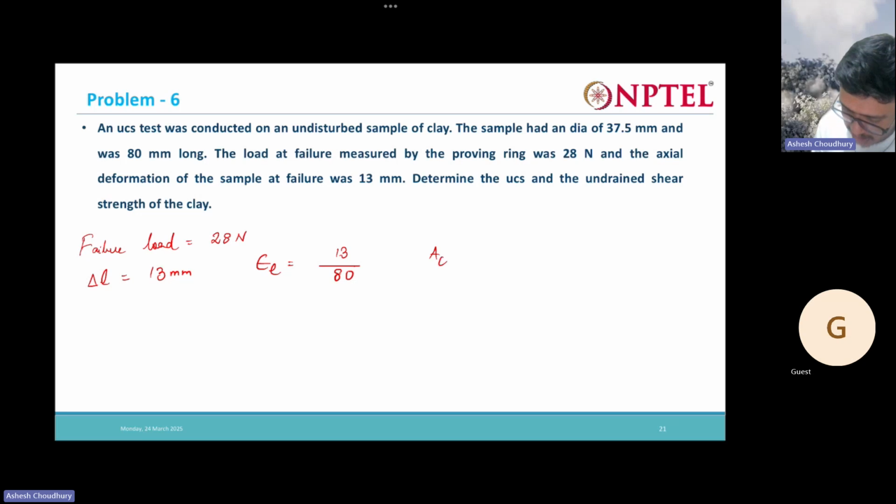Okay, therefore the corrected area is how much? Pi by 4 into 37.5 squared. That is my initial area, divided by 1 minus strain, where strain is 13 by 80. Okay, this is my corrected area, and how much does this come out as? Please calculate this. Check how much you are getting. That's 1318.76 mm square.